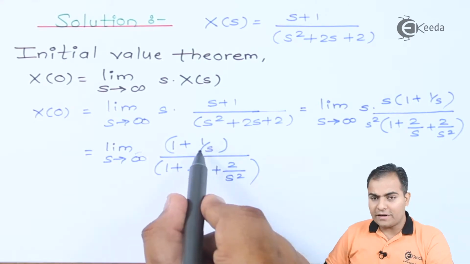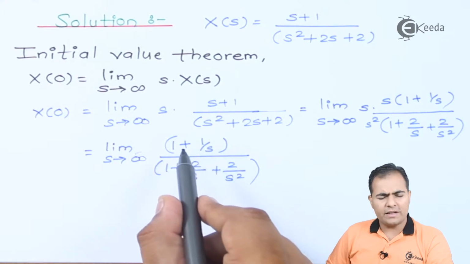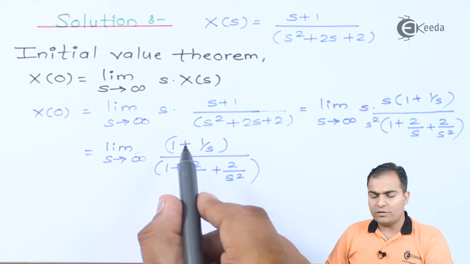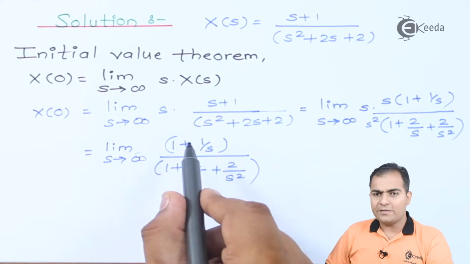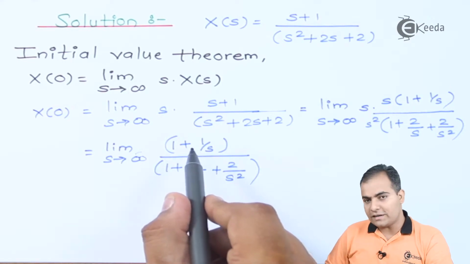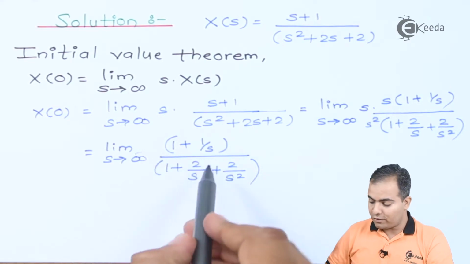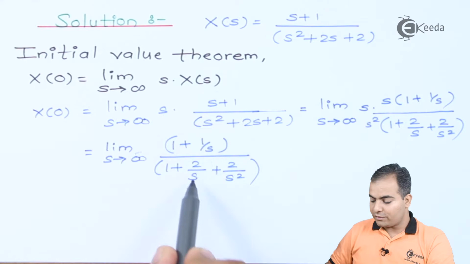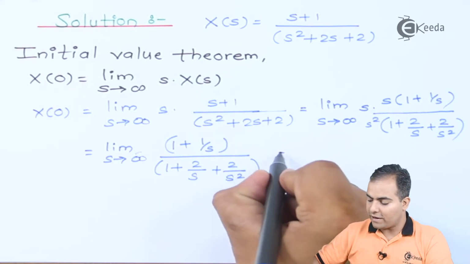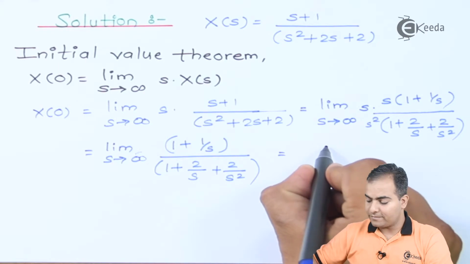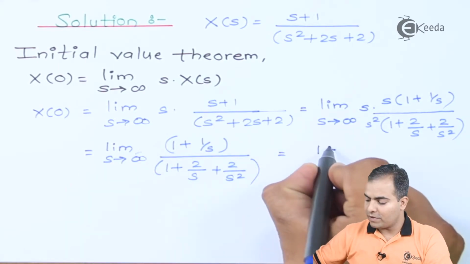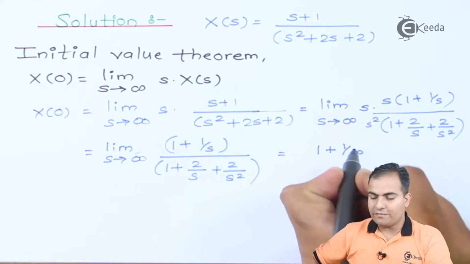Now, we have infinity in the denominator of any term. Like, if we have any integer, it should not be equal to 0. But if we have any integer and it is divided by infinity, then the result is always 0. Means what? This term is replaced by 0, this term is replaced by 0, and this term is also replaced by 0. Then what will you have in the bracket after applying the limit? Then you will have 1 plus 1 upon infinity.